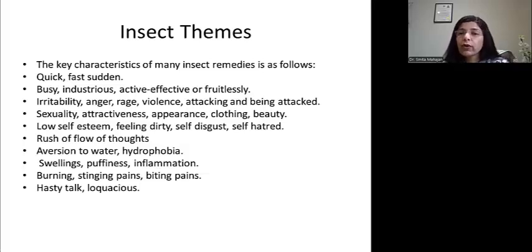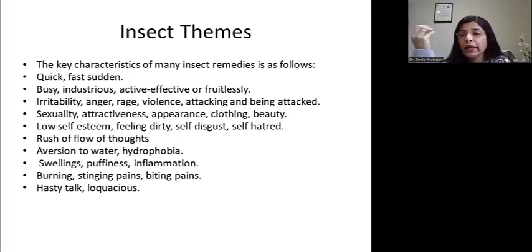Then there is a rush of flow of thoughts. When the patient is talking, you will see that the patient is shifting on various topics. Like he is giving the past history, immediately he gets a thought about something that happened in my office. He goes there, then immediately he will think about something else. So that way he will be shifting from one topic to other. You will observe that in the cases. Because there is a rush of flow of thoughts, they have overthinking as well.